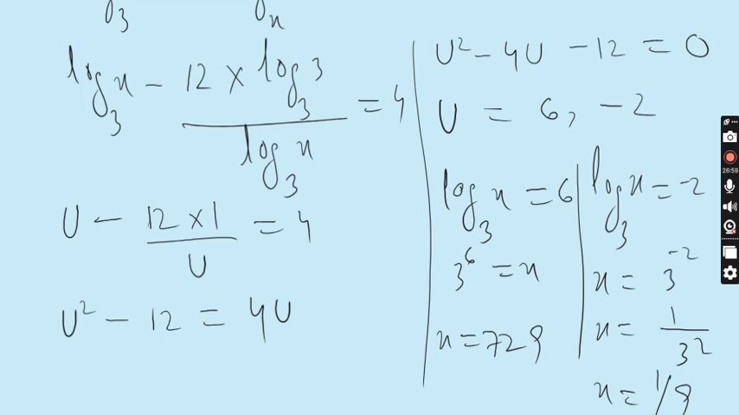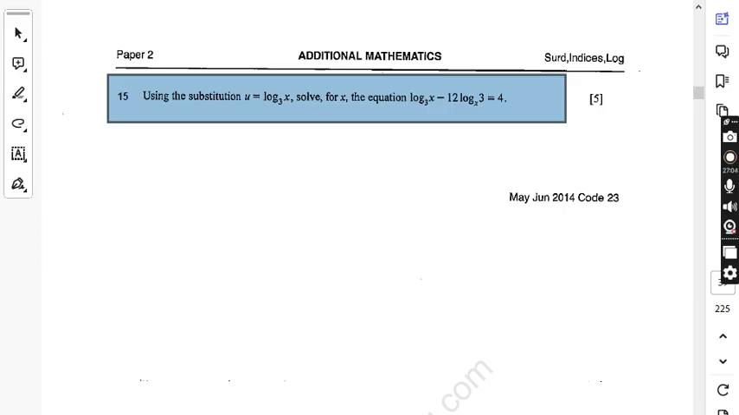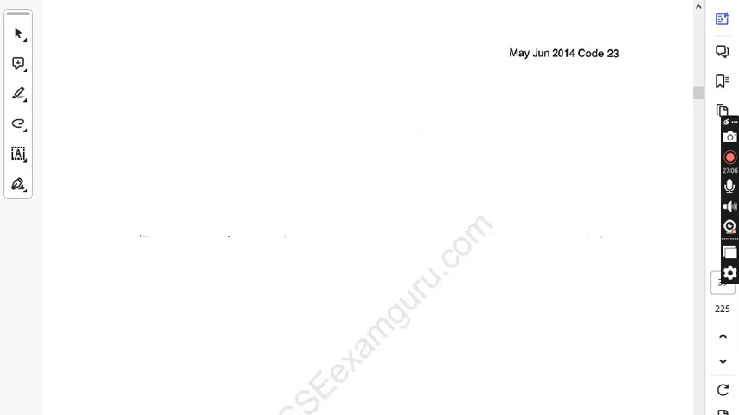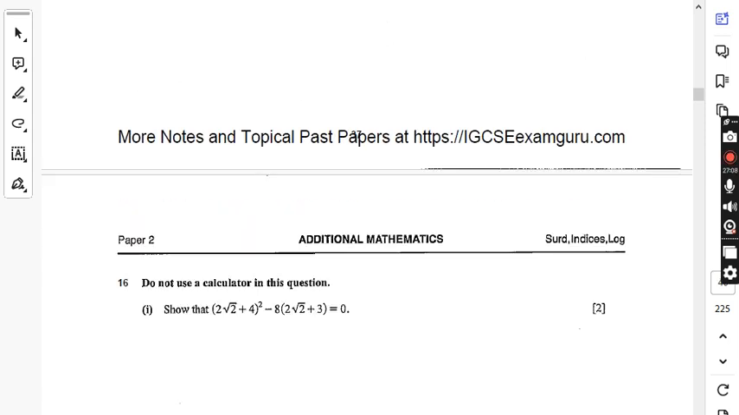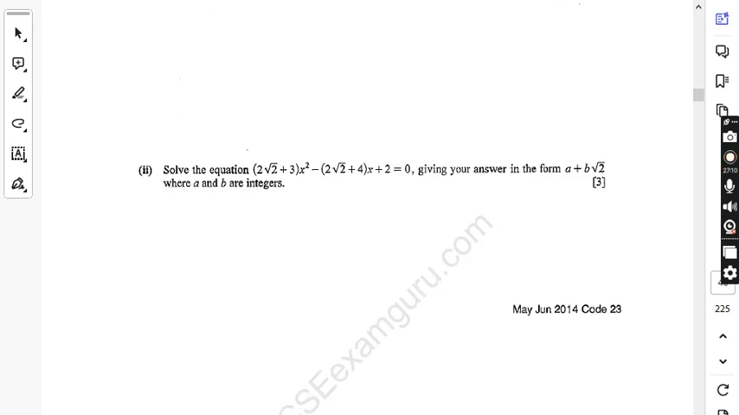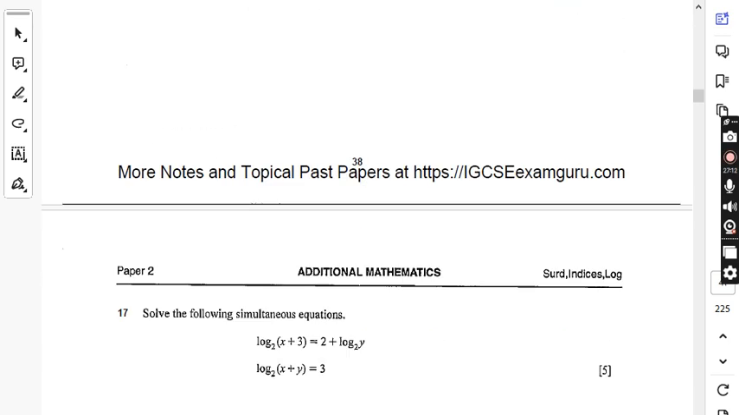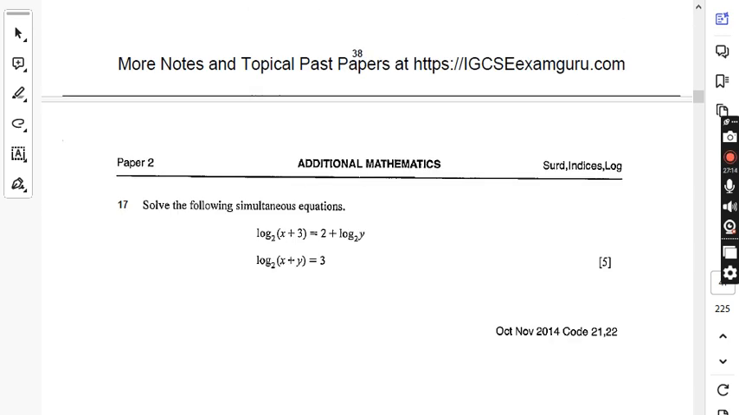This question came in May-June 2014, paper 23. Next question of logarithm.